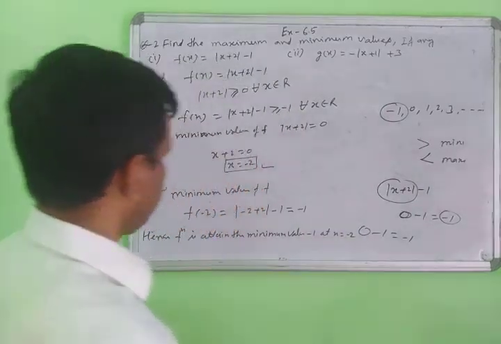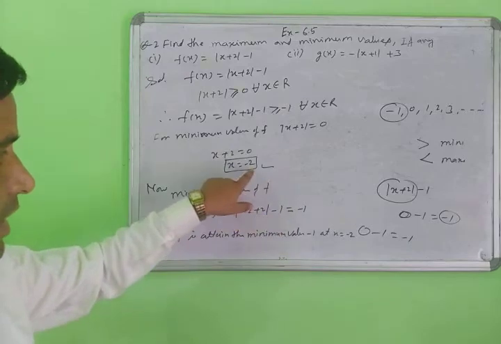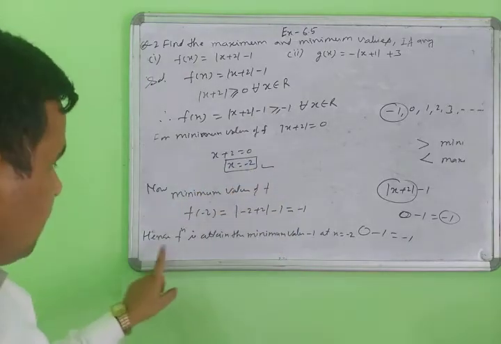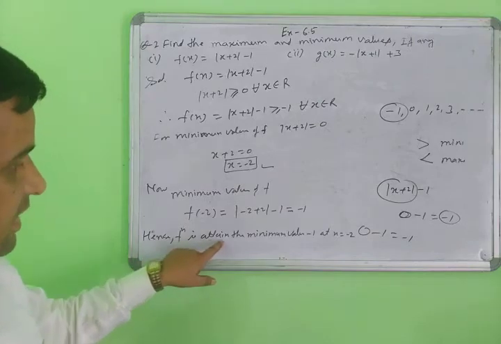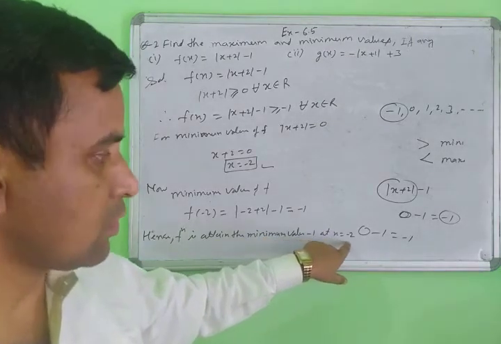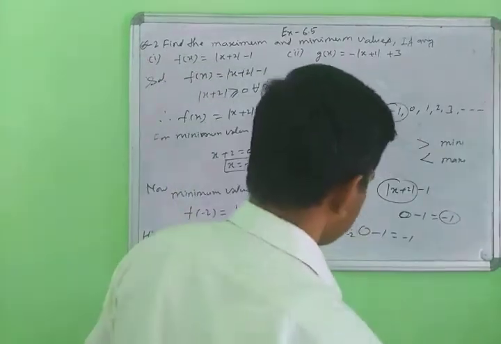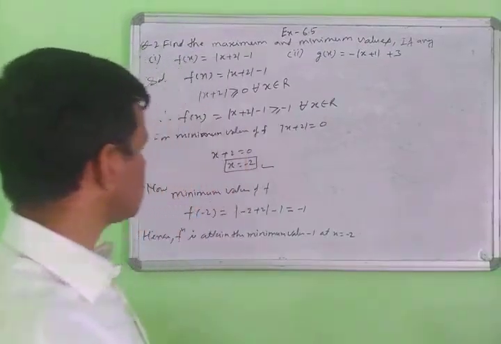This value is 0, what is left is -1, at the point x = -2. So the function attains the minimum value -1 at x = -2, and this is your graph form. Note down this question.